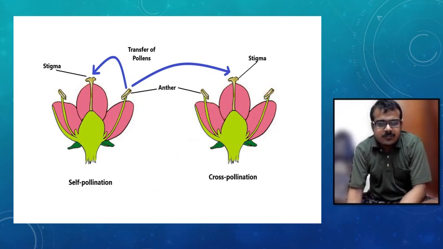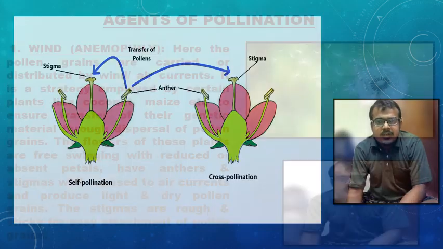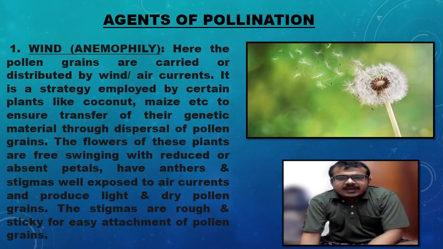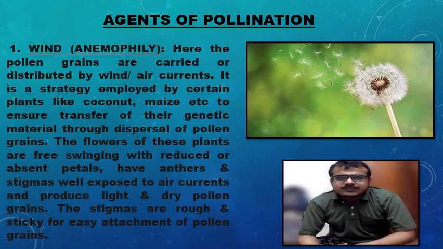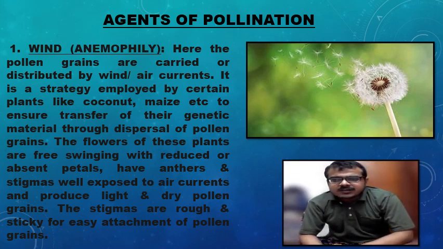Okay, now here you can see about the agents of pollination. Now, agents of pollination, there are mainly four agents. Okay, one is wind, and pollination by wind is called anemophily. What happens here? The pollen grains are carried by the wind or air currents, and this is employed by certain plants like coconut, maize, etc.